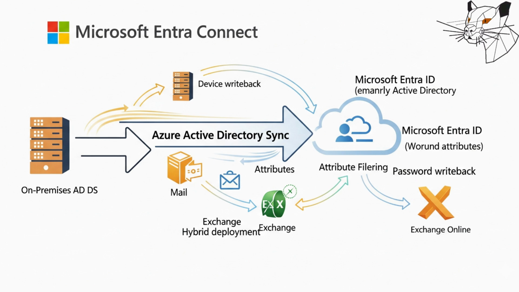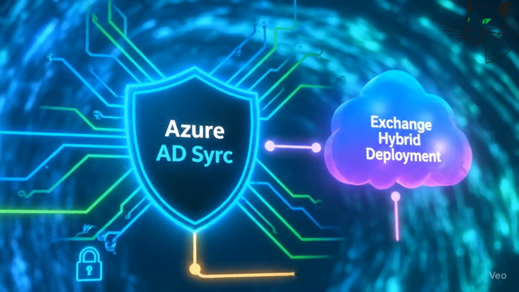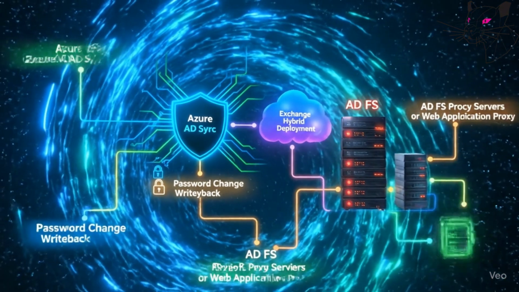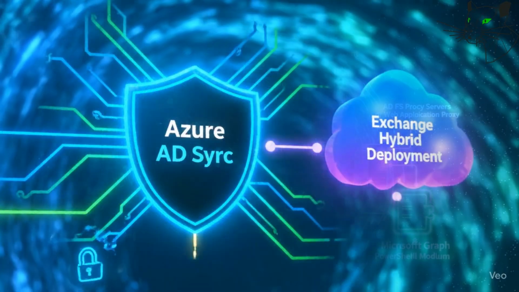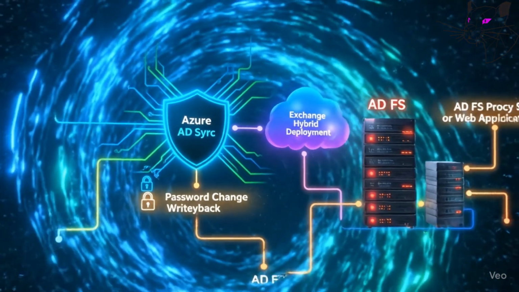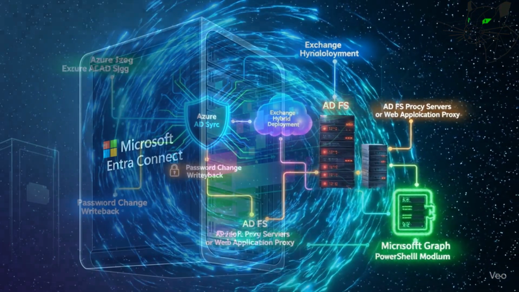Microsoft Entra Connect. You can use Microsoft Entra Connect to perform synchronization between on-premises ADDS and Microsoft Entra ID. Microsoft Entra Connect is a wizard-based tool designed to enable connectivity between an on-premises identity infrastructure and Azure. Using the wizard, you can choose your topology and requirements, and then the wizard deploys and configures all the required components for you. Depending on the requirements selected, this can include Azure Active Directory Sync, Azure AD Sync, Exchange Hybrid Deployment, Password Change Writeback, ADFS and ADFS proxy servers or web application proxy, Microsoft Graph PowerShell module.